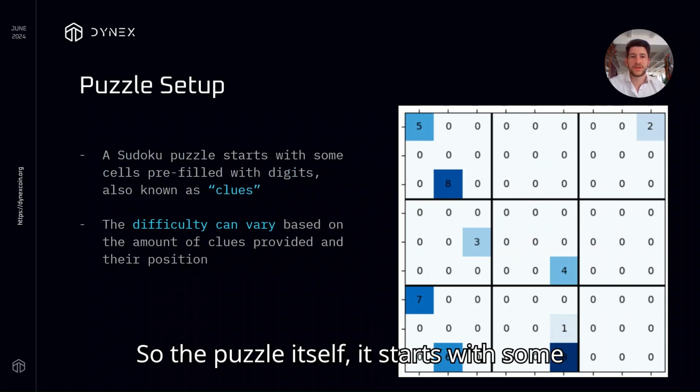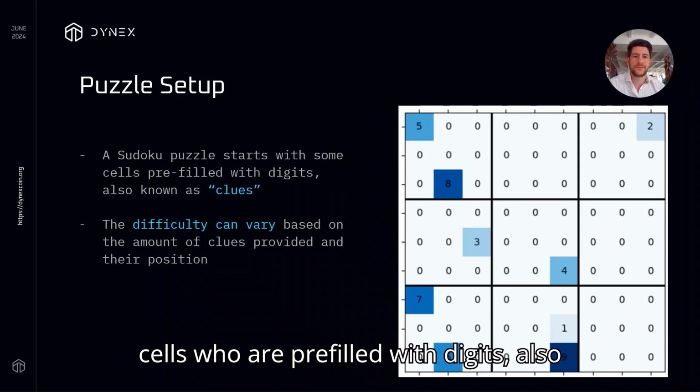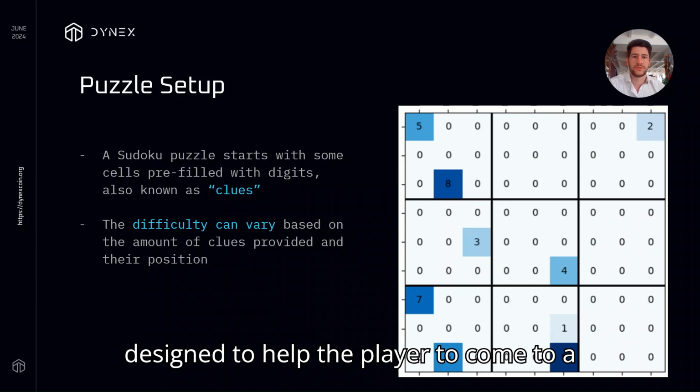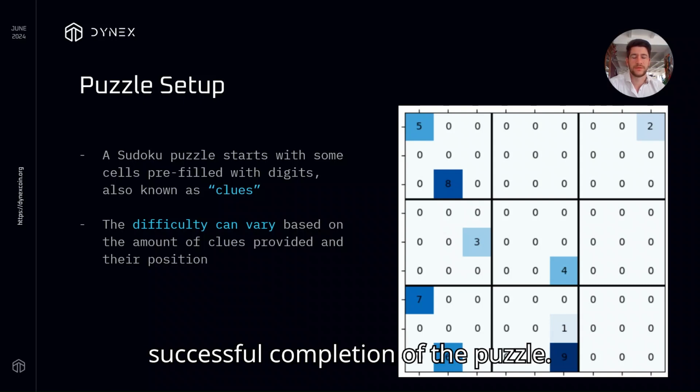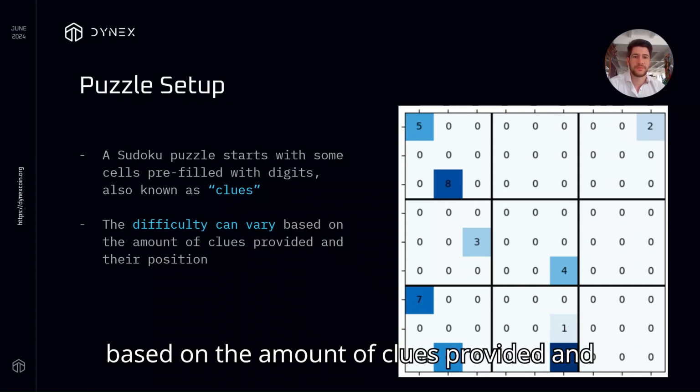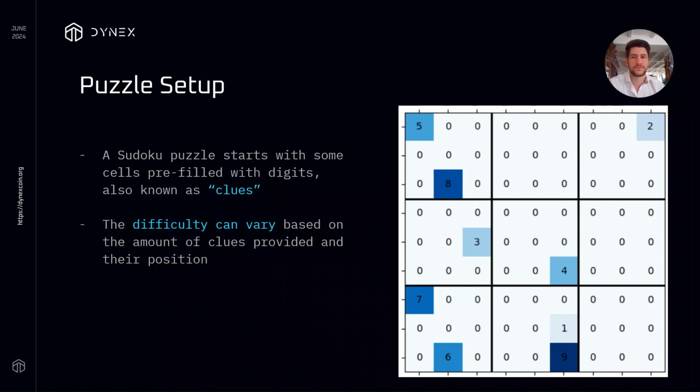So the puzzle itself, it starts with some cells who are pre-filled with digits, also known as clues. And these clues, they are designed to help the player to come to a successful completion of the puzzle. The difficulty of the Sudoku can vary based on the amount of clues provided and their position in the grid.